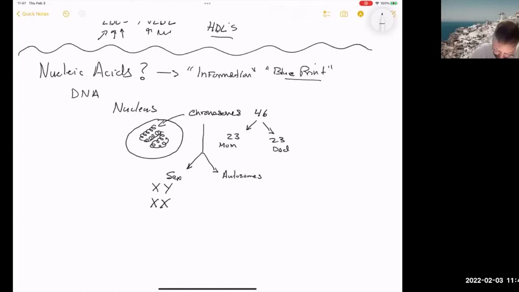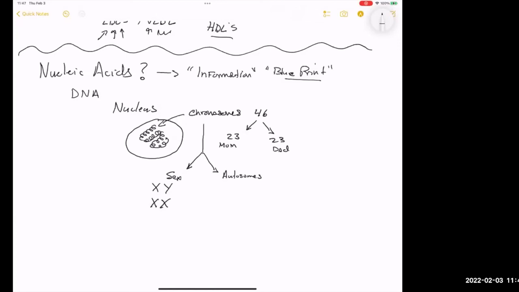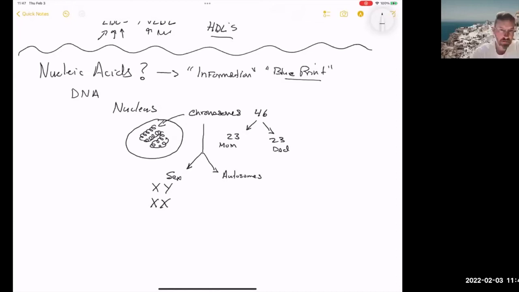So does anyone know what sex chromosomes make a biological male? X. Both X and Y. Yeah, so a biological male has one X and one Y.